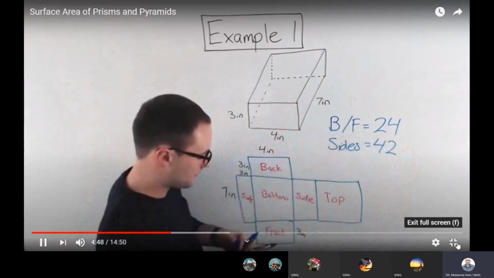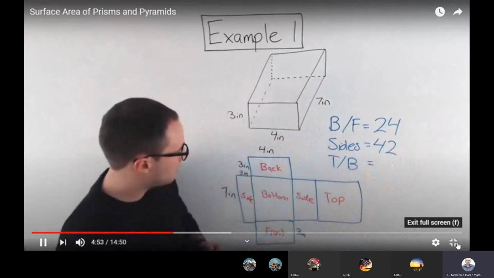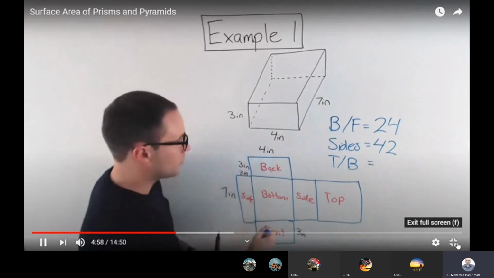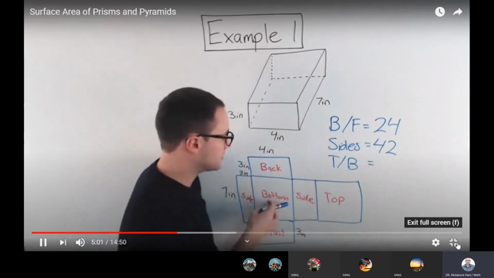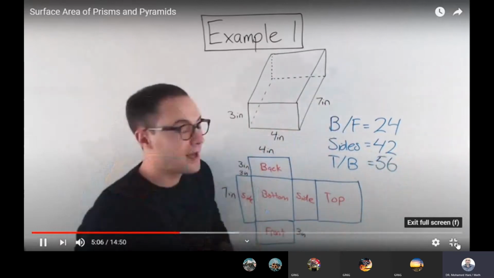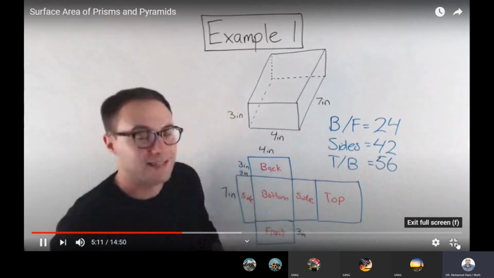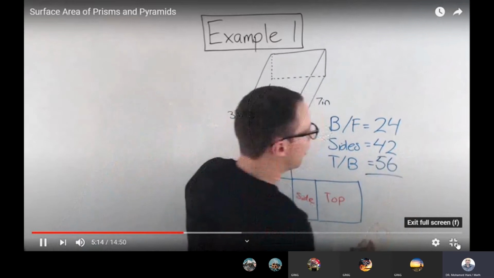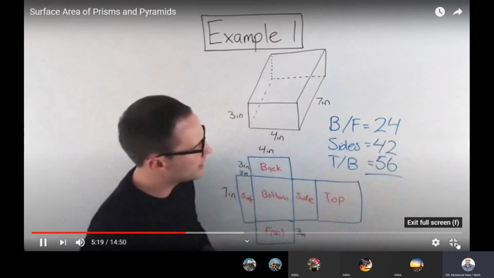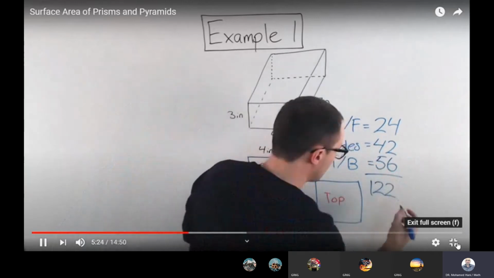Then I've got my top and bottom. Okay. The bottom, 4 times 7 would give me 28. 28 times 2, because there's top and bottom, they're both congruent, is 56. And remember, surface area is just the sum of all of the faces. So my last step is just to add all of those up, okay? And if I do that, let's see, 56 and 24 is 80, plus 42 is 122.